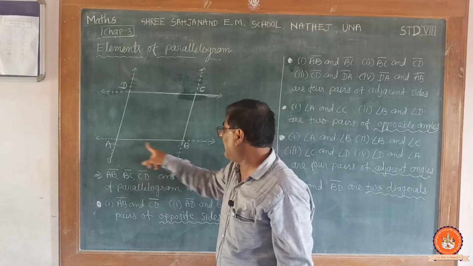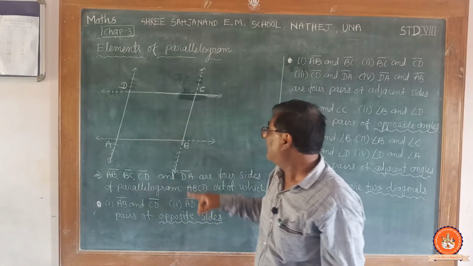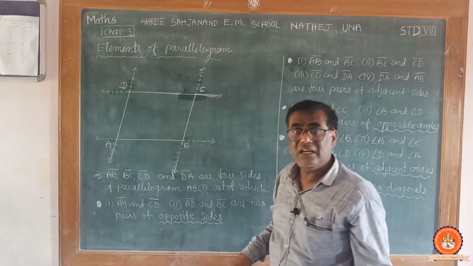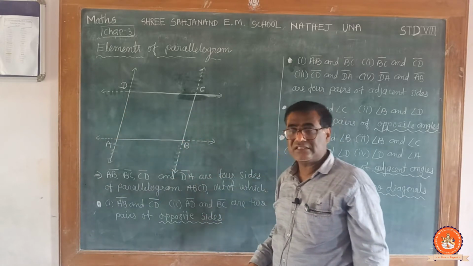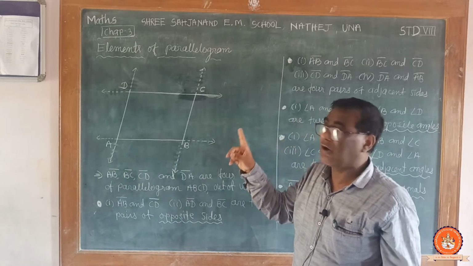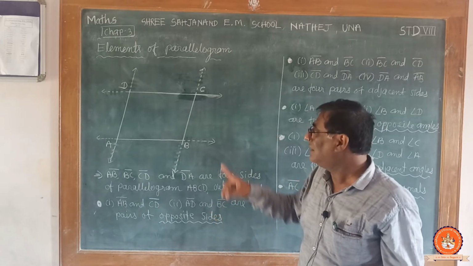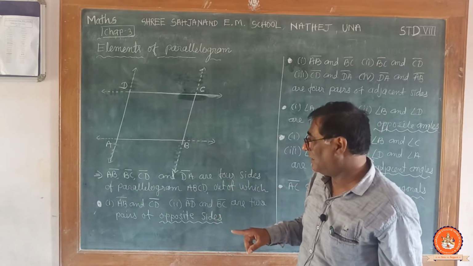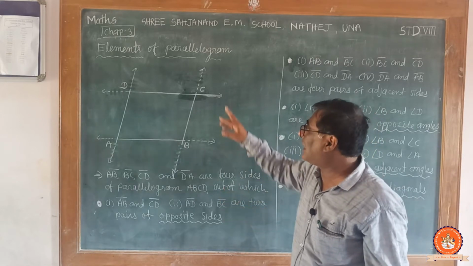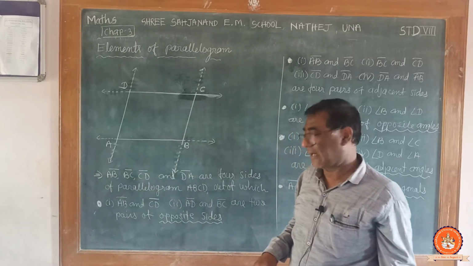So line segment AB and line segment CD is one pair of opposite sides. Line segment AD and line segment BC is the other pair of opposite sides. So there are two pairs of opposite sides in a parallelogram, and not just in a parallelogram, in any type of quadrilateral these elements are there. Okay, so four sides, out of which there are two pairs of opposite sides in any type of quadrilateral.